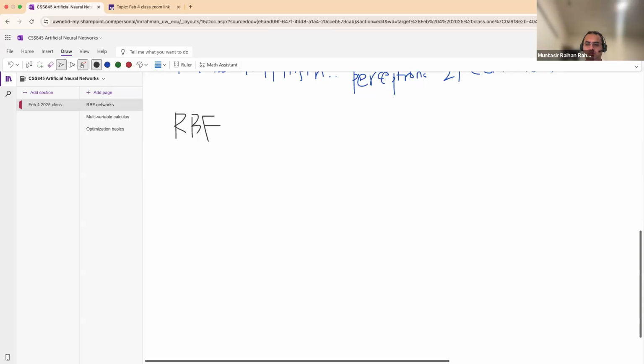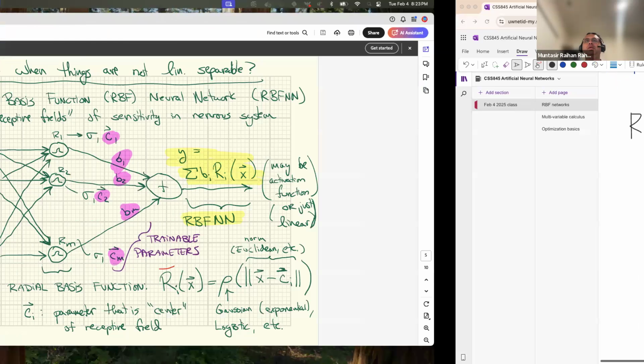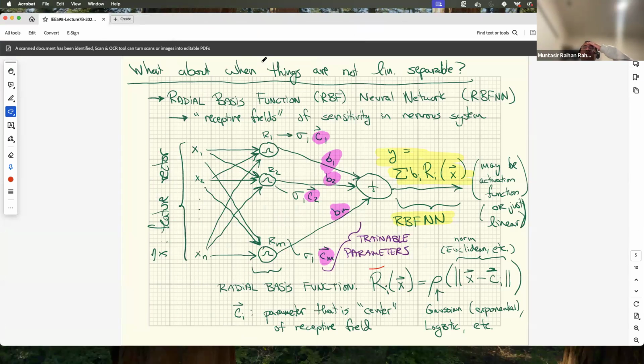Okay, so can you see my screen now? I have a PDF open. Yeah, we can see it. Okay, good. This is a PDF that I have borrowed from another course, which I'm going to use to explain RBF networks, and I'll share my annotated notes after the class. But this picture would give you an idea of a radial basis function network.